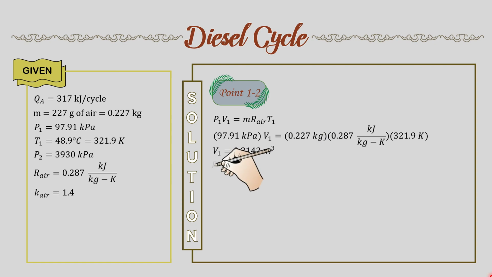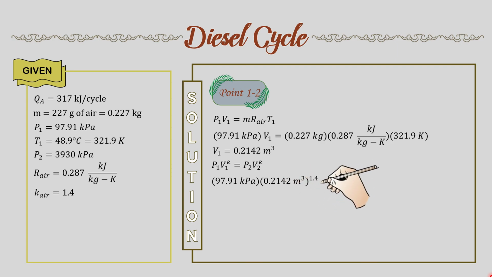Solving for V2, we can use P1 V1 raised to K is equals to P2 V2 raised to K, since we have K, P1, V1, and P2. So, 97.91 kilopascal times 0.2142 cubic meter raised to 1.4 is equals to 3,930 kilopascal times V2 raised to 1.4. And the answer is V2 is equals to 0.0153 cubic meter.